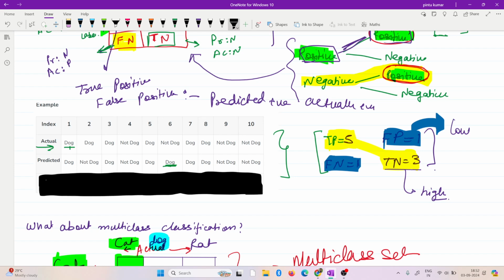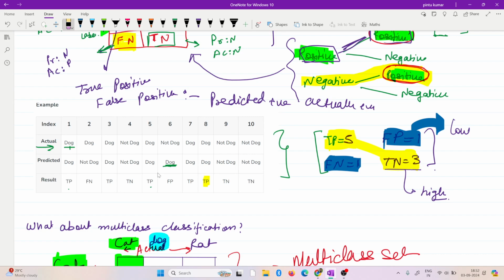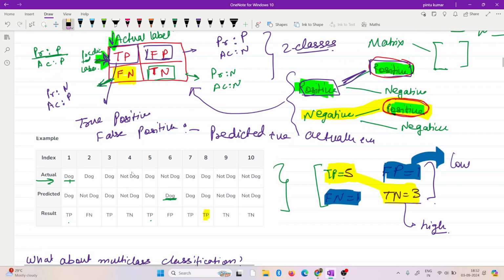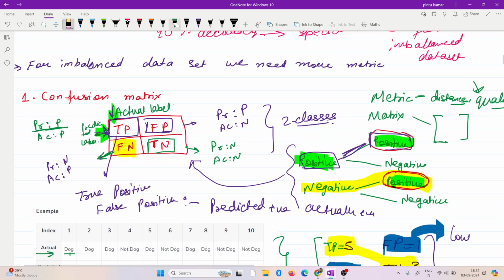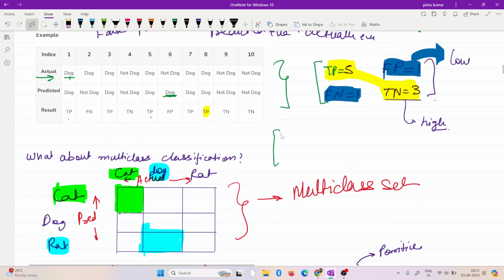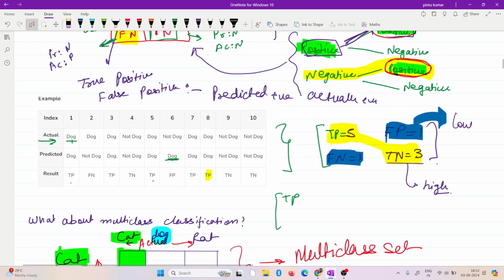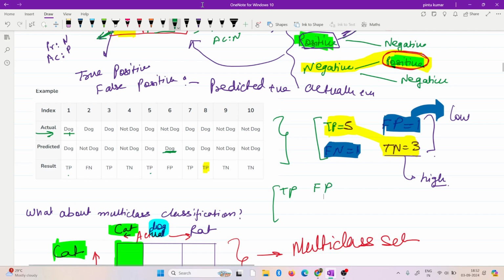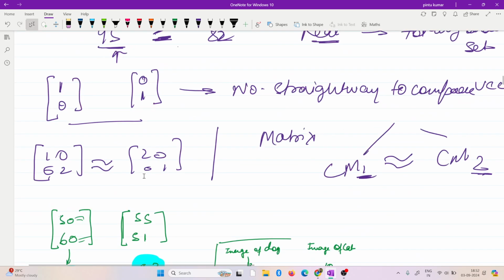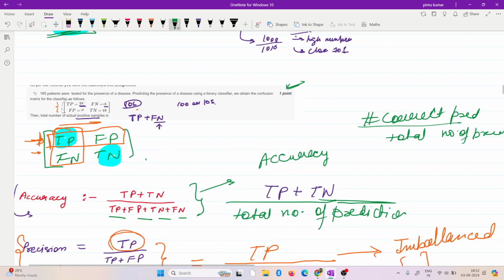Suppose we have a two cross two matrix, with two rows and two columns, where the first row is named positive and the second row is negative. That depends on the convention. For example, the way I discussed, I wrote the first entry as true positive, then false positive. But there were examples where they wrote it the other way around. So it depends on the convention whether a row corresponds to actual labels or predicted labels.